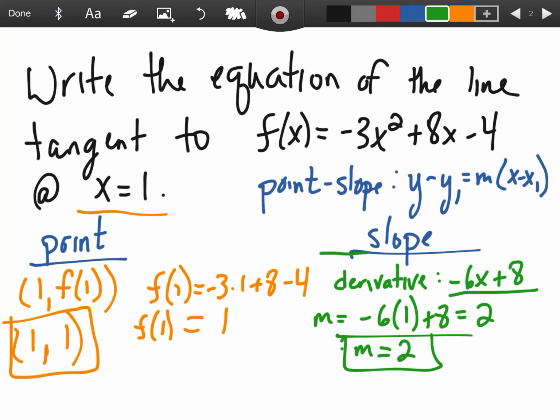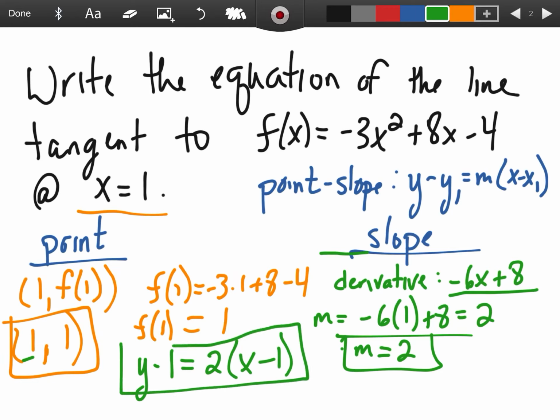So the equation of my line using point-slope form now is going to be y minus y1, which is y minus 1, equals 2 times x minus x1, which x1 is also just 1. And boom. That is that. That is the equation of my line tangent to f of x at x equals 1.